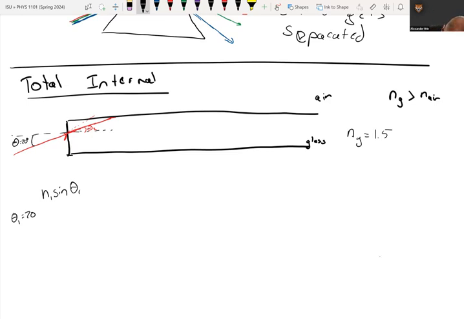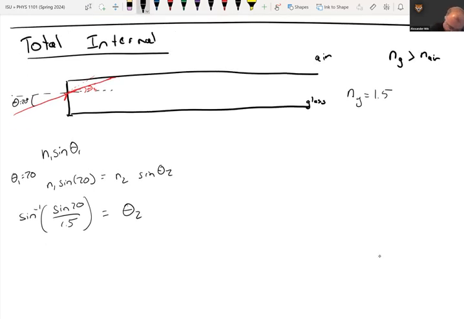So what we end up with is n1 sine of 20 is equal to n2 sine of theta 2. That's going to be sine of 20 over 1.5, and we'll take the inverse sine of that. That should give us theta 2. Hopefully, if you're in degrees, you will get 13 degrees. Make sure you're in degrees. This is another common place where people are in radians, and it screws everything up if you're in radians. So basically this angle right here is 13 degrees.